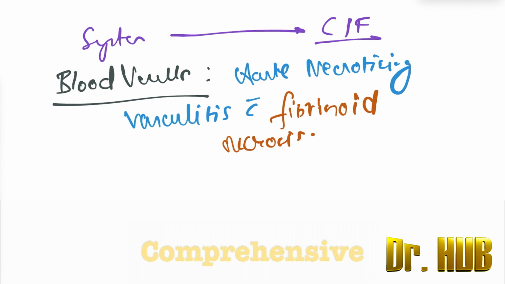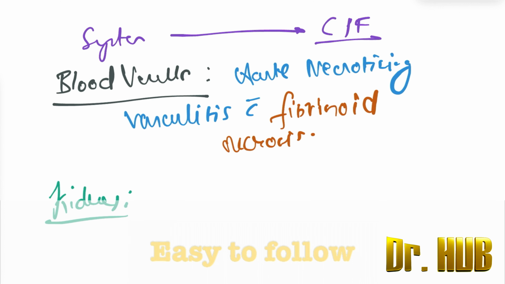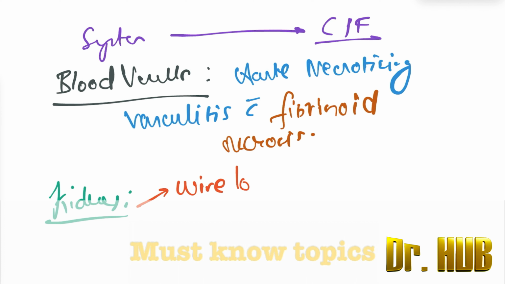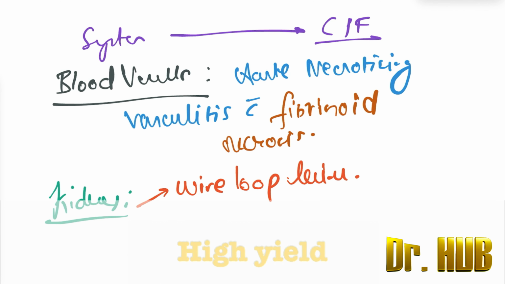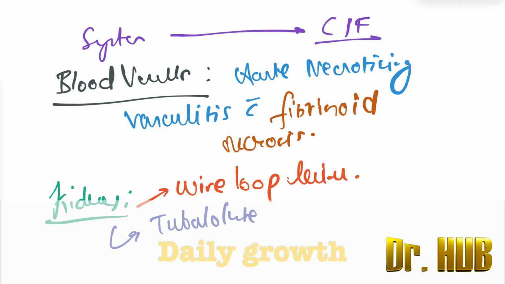So next we have the kidney. What is specific in kidneys? In kidneys, there are wire loop lesions, and there are also tubulo-interstitial lesions.